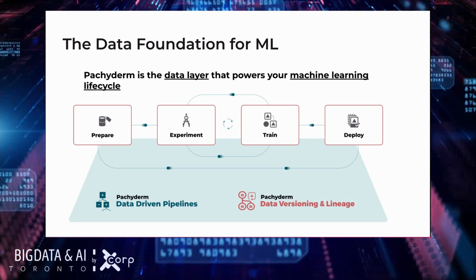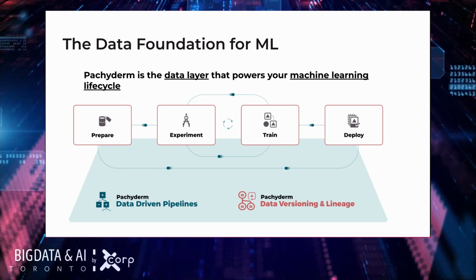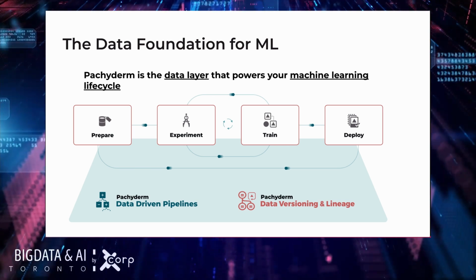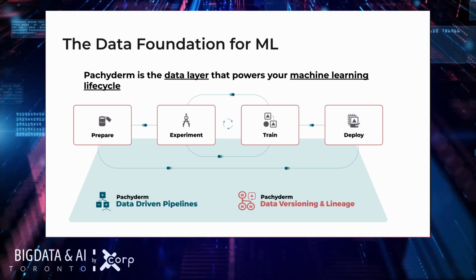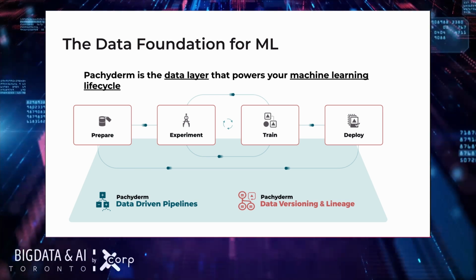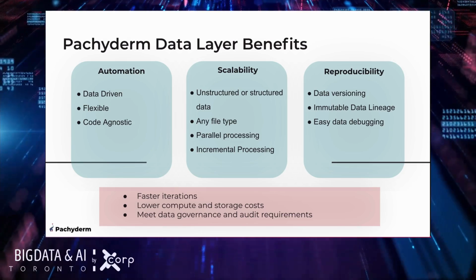So we provide that data layer that powers the whole ML loop by bringing petabyte scale data versioning and lineage tracking, as well as fully auto scaling and data-driven pipelines. Having Pachyderm as this foundational backbone can bring a lot of important benefits.